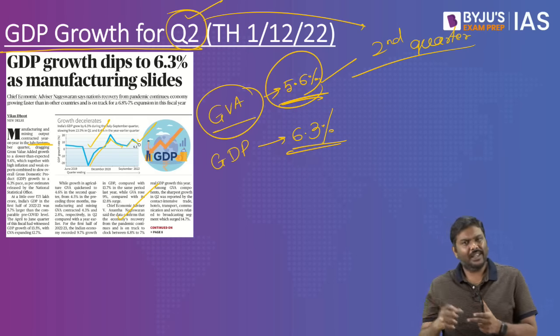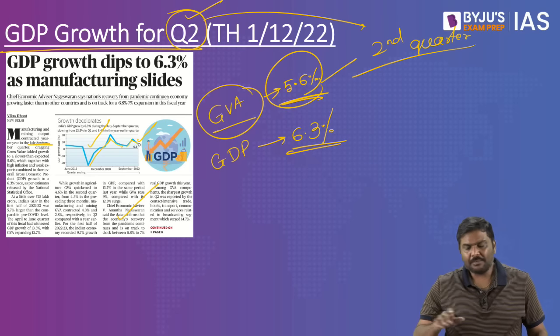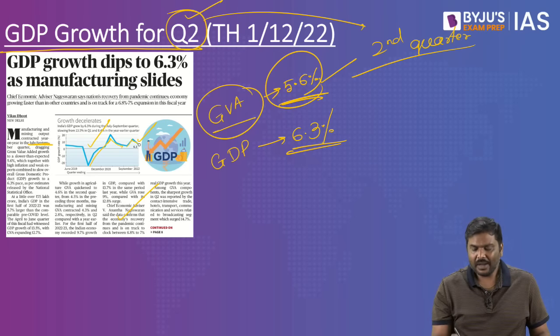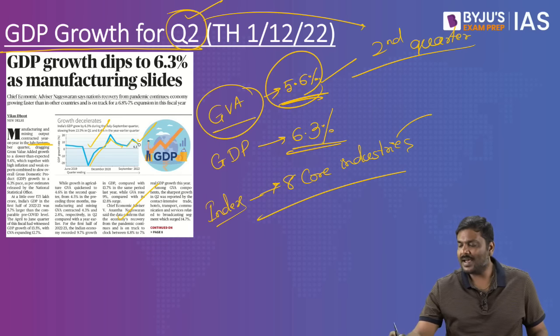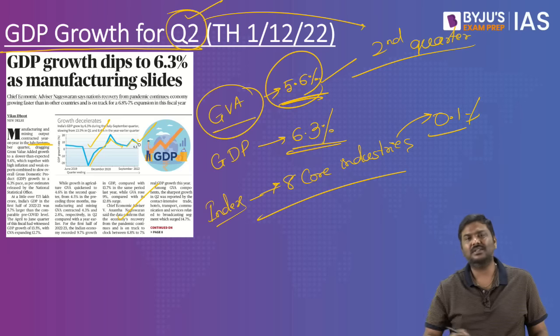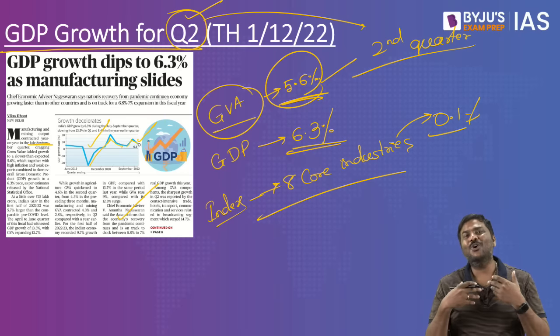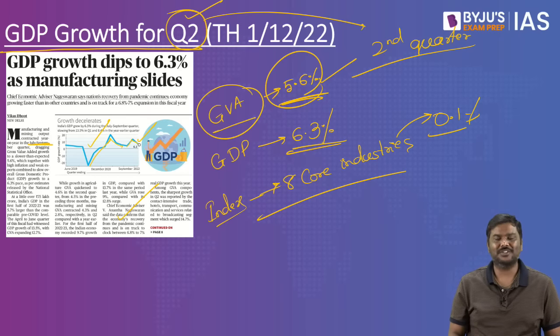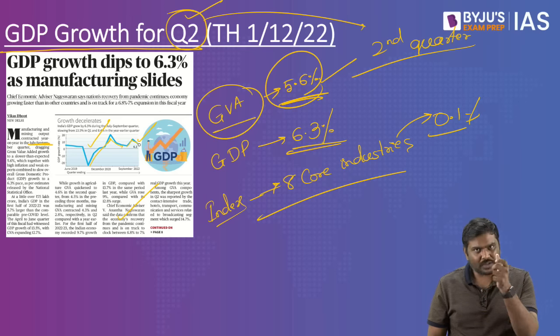But more importantly, you need to observe certain important points here. One, during the same time period, there was a discussion regarding the index of the 8 core industries. For the month of October, the index of 8 core industries has contracted to 0.1%, one of the lowest. Almost negligible, almost no growth in the 8 core industries. Compared to this, in the month of September, it was much higher. So that is a cause of concern.